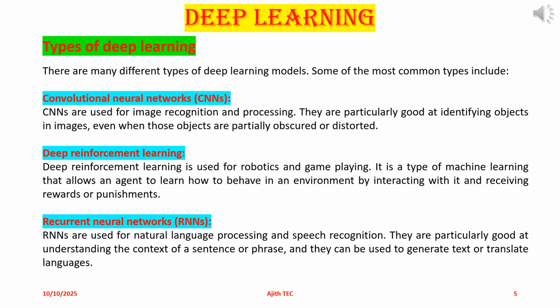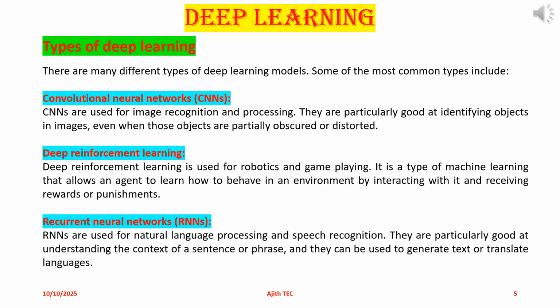Types of deep learning. There are many different types of deep learning models. Some of the most common types include convolutional neural networks, CNNs. CNNs are used for image recognition and processing. They are particularly good at identifying objects in images, even when those objects are partially obscured or distorted.